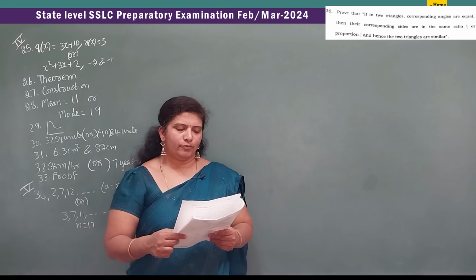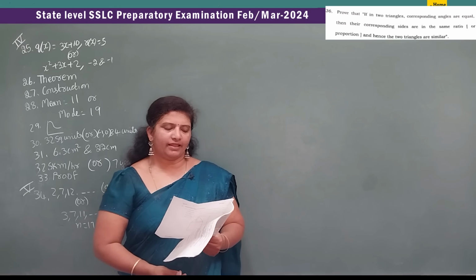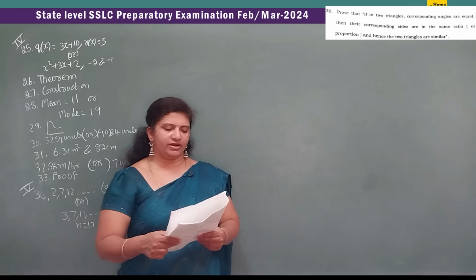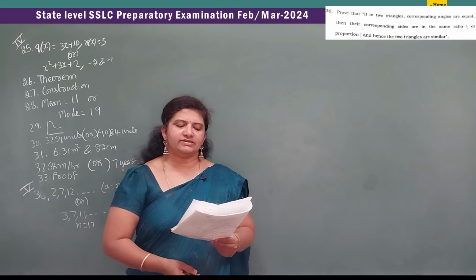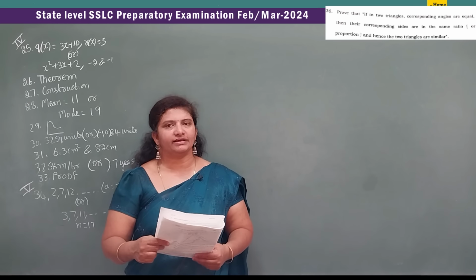36th one. Prove that if in two triangles corresponding angles are equal, then their corresponding sides are in the same ratio or proportion, and hence the two triangles are similar. This is a direct theorem from your triangles chapter.